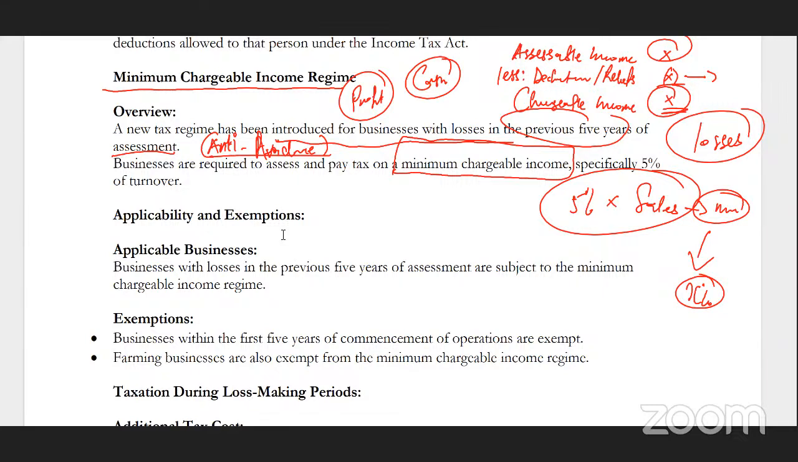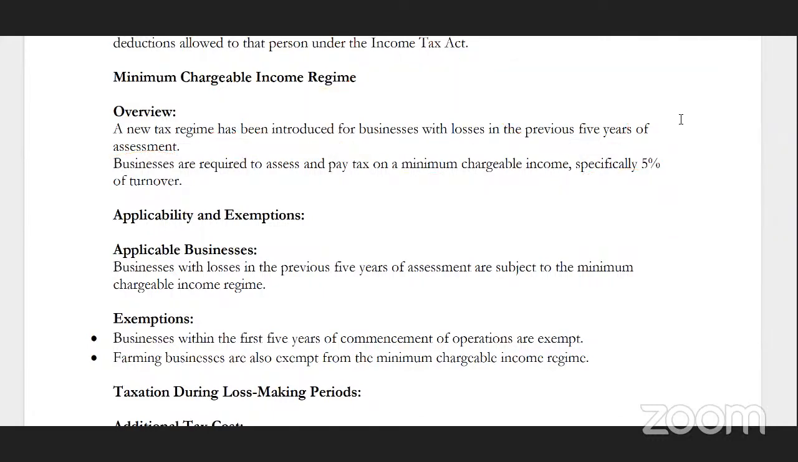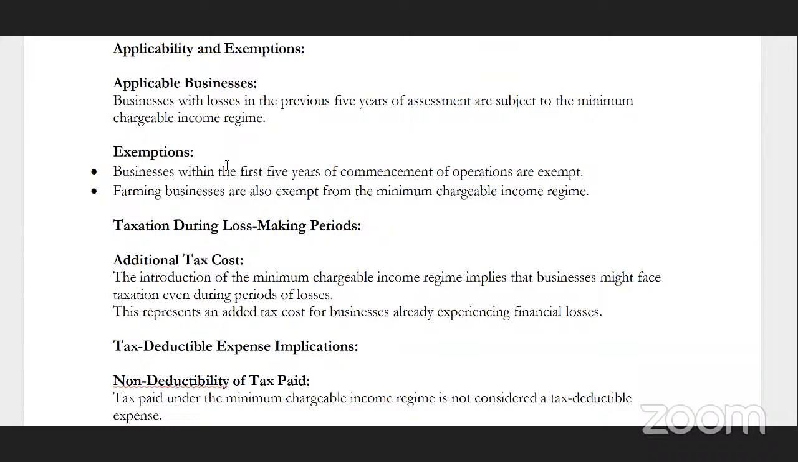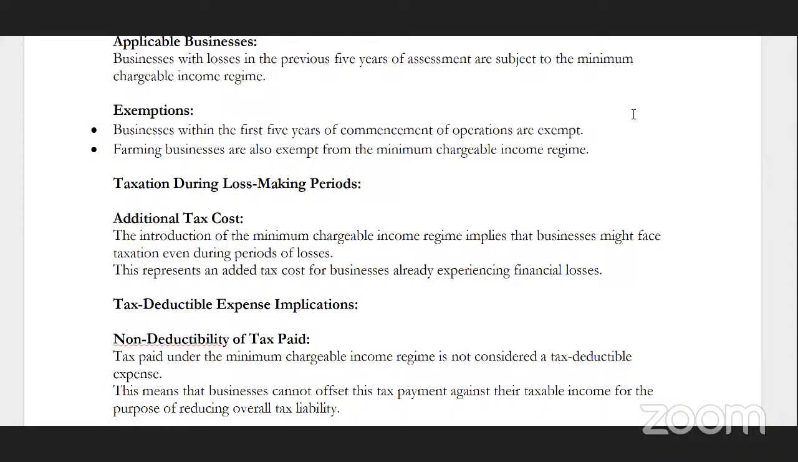Then we'll take a simple question. Now, businesses with losses in the previous 5 years of assessment are subject to the minimum chargeable income regime. What are the exemptions? Within the 5 years of commencement of operations, you are exempt. Please keep this rule in mind, because they may trick you in a question. If this is the very first 5 years you are operating, you are not going to be subject to this minimum chargeable income regime.